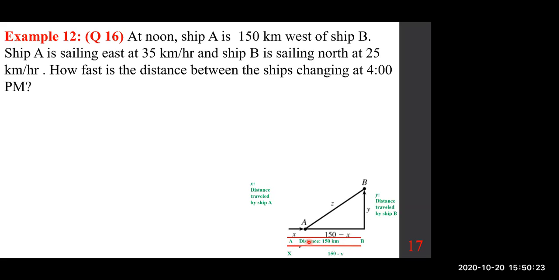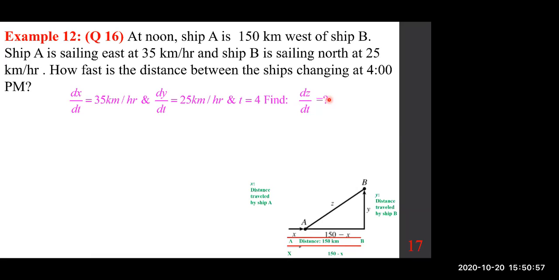So that's how we arrive at this setup. This distance is 150 minus X, this distance is Y, and we want to see what's happening with Z. I hope you see the setup. If you put this in a slideshow, it gives you precisely what's going on. So dx/dt, dy/dt, t, everything is given. What is missing? dz/dt.